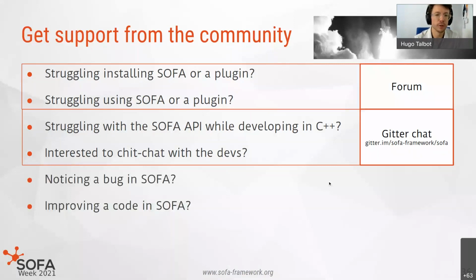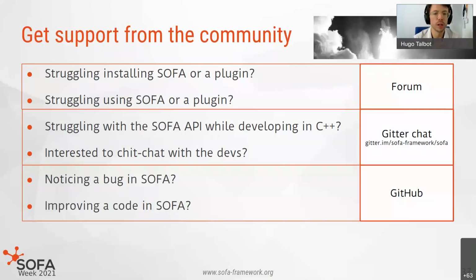And finally, if you notice a bug in SOFA, if you really know that it is a bug, you identified a bug, even if you're not sure yet where it is coming from, never hesitate to go on GitHub and create what is called an issue. Or if you are improving the code, not just noticing a bug but fixing or improving it, you can actually contribute by making what is called a pull request and improving SOFA on an everyday basis.